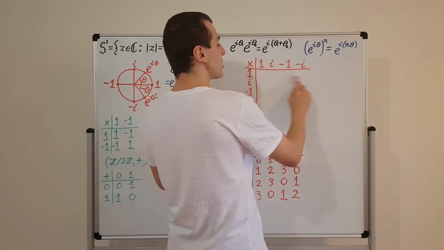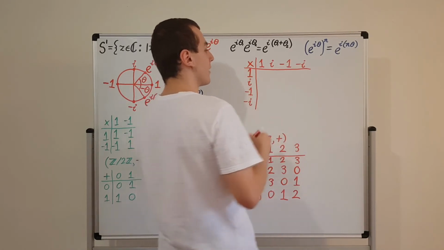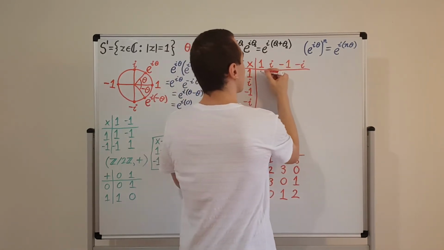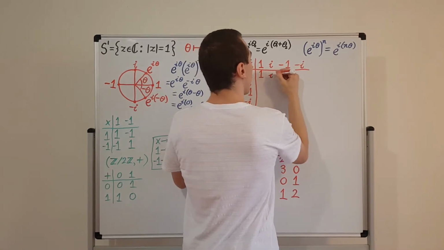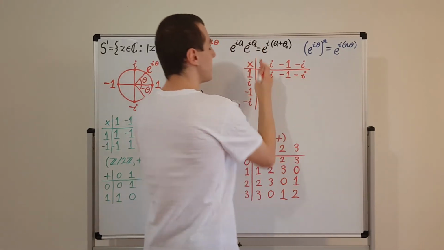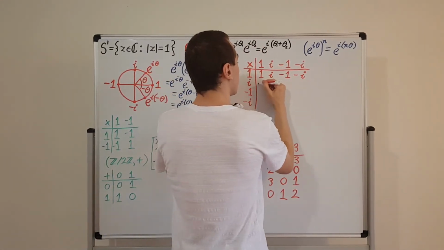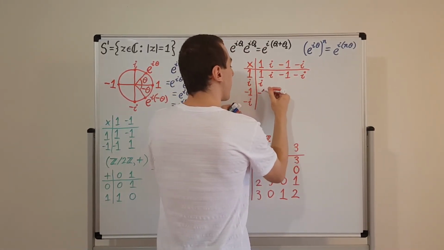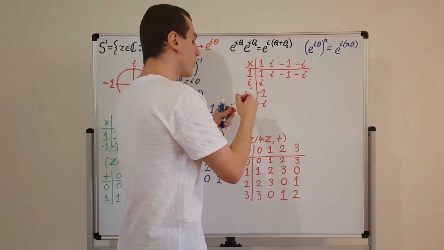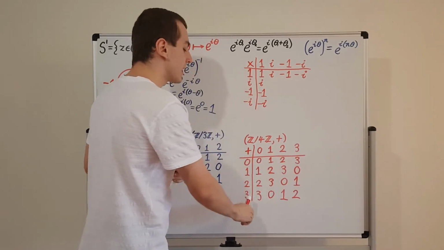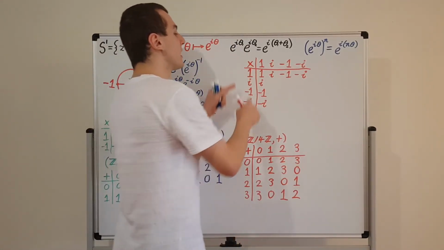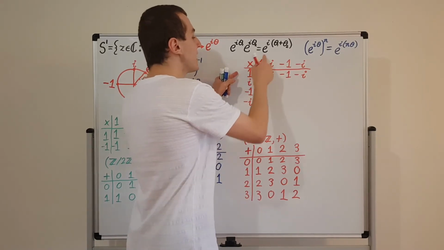So the first column over here is just multiplication by 1. So the first row and the first column are going to look identical to the headers. So we have 1, i, minus 1, minus i, and then in this column over here, we're going to have 1, i, minus 1, and then finally minus i. This property that the headers look exactly the same as the first row and the first column, that only holds if you put the identity element first. And that is the convention that I'm using.